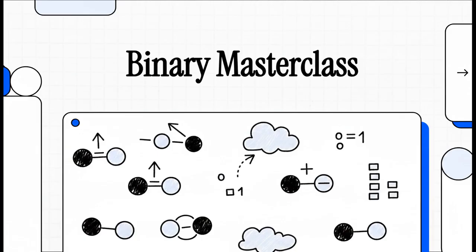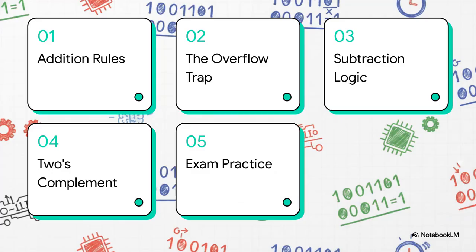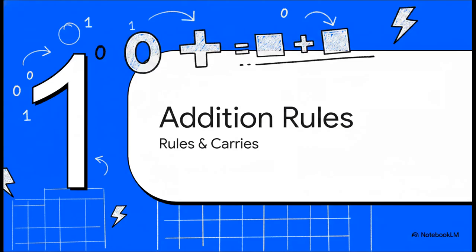Let's do this. So here is our roadmap for the masterclass. We'll start with addition rules and carries, look out for the overflow trap, break down subtraction and borrowing logic, dive into the twos complements method, and finish up with some actual exam practice to really test your skills. All right, let's jump right into part one, the rules of binary addition and the carry.